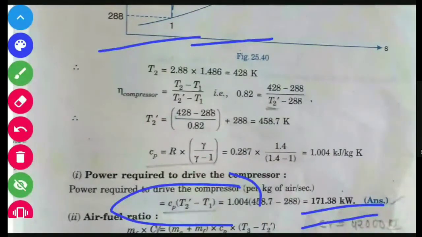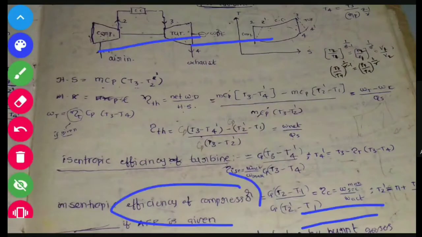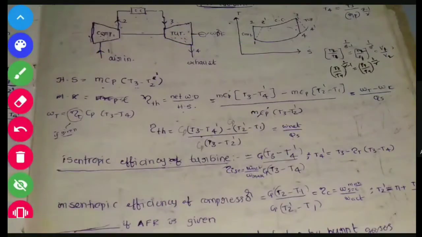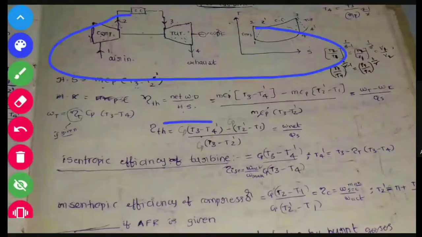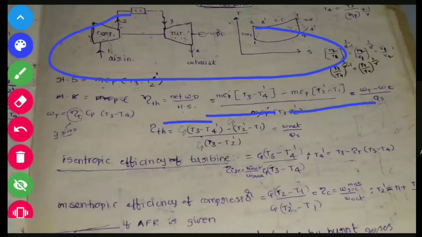The next one, you have to find the air fuel ratio. This problem is similar to the open cycle gas turbine because here diffusion is not mentioned. So suppose this is the open cycle gas turbine, where efficiency is network over heat supplied, where MCp(T2 dash minus T1) is the compressor work, and MCp(T3 minus T4) is the turbine work.